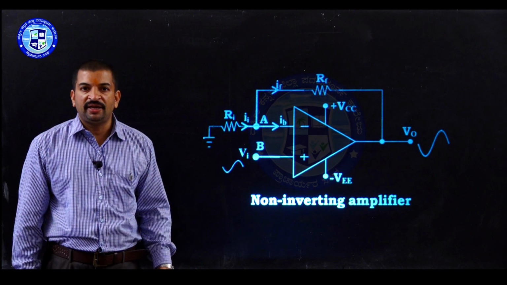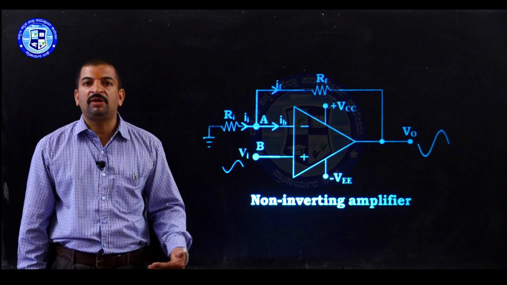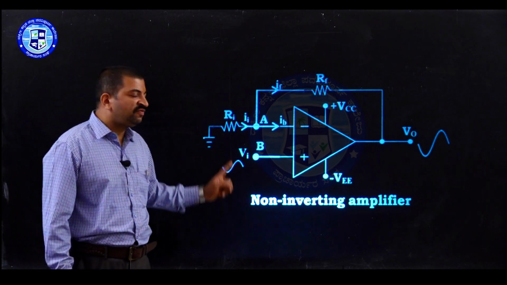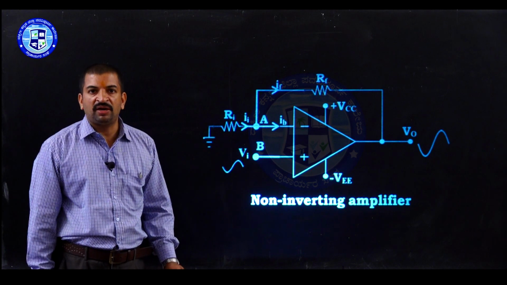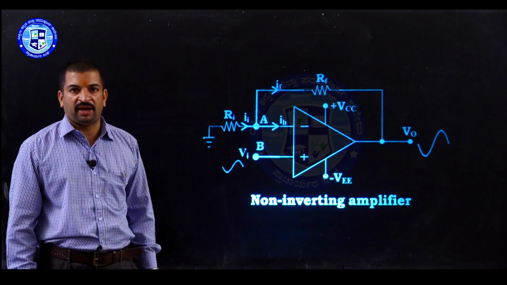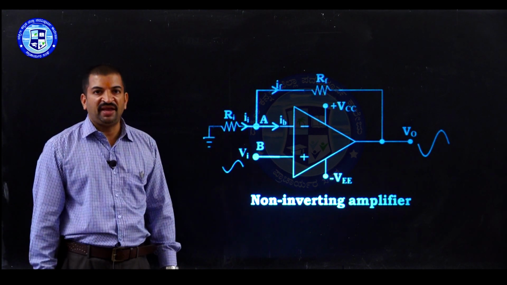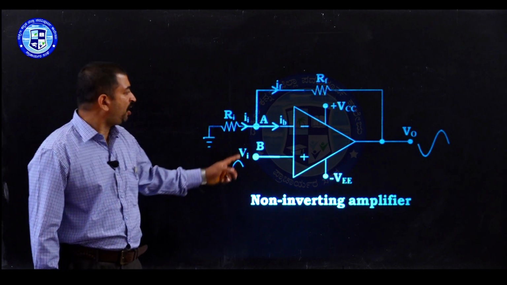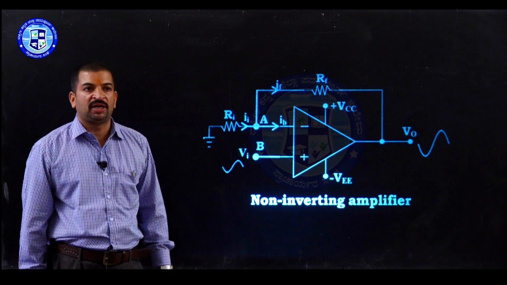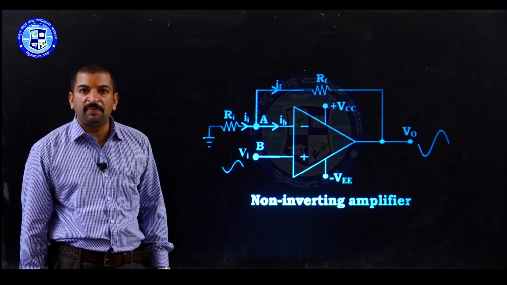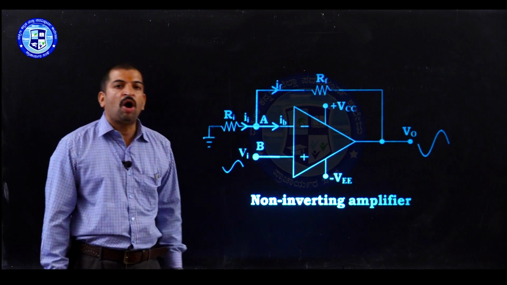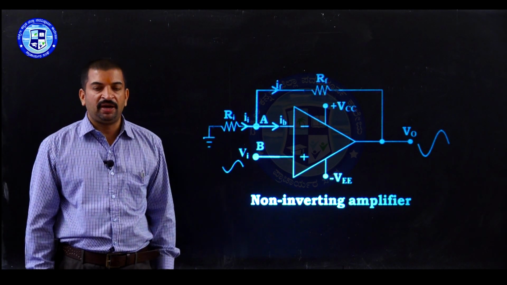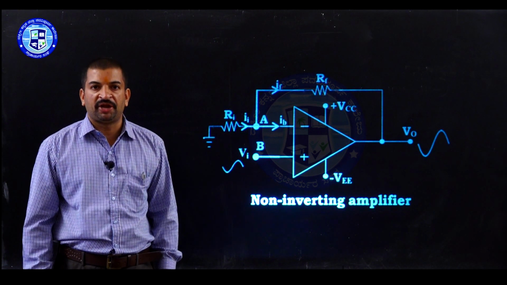Now current Ii is nothing but Vin divided by Ri. According to Ohm's law, I equals V by R. Therefore, the current flowing through the resistor Ri is nothing but Vin divided by Ri. Now what is If? If is the current flowing through the feedback resistor. Now one end of the feedback resistor is at virtual ground, the other end of the feedback resistor is connected to the output terminal.